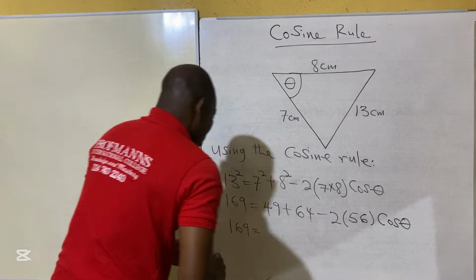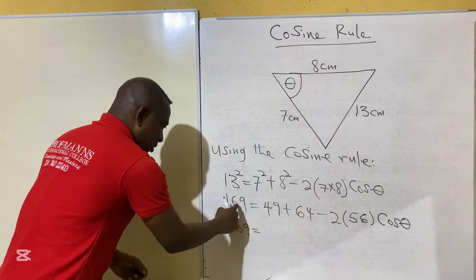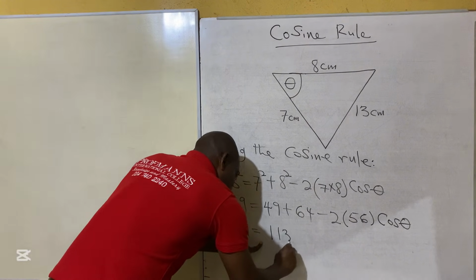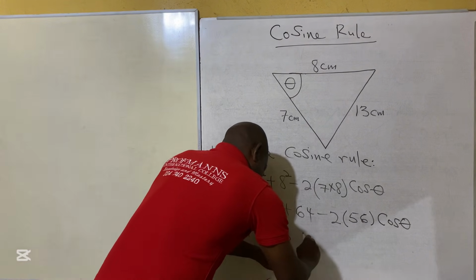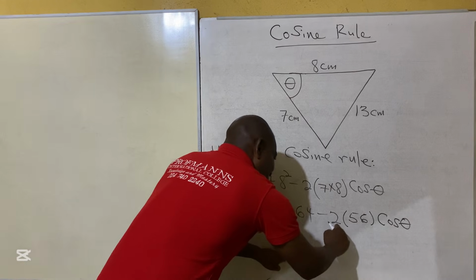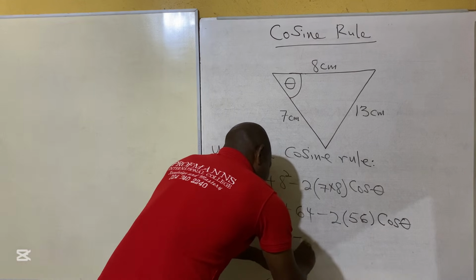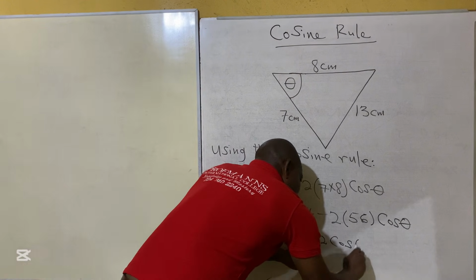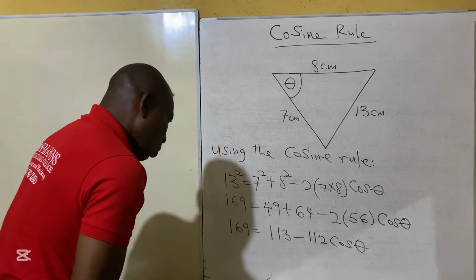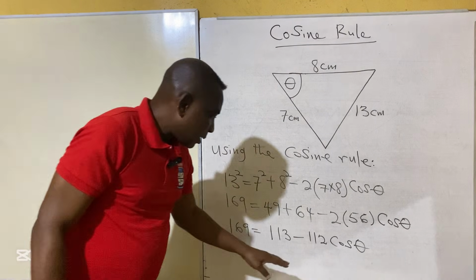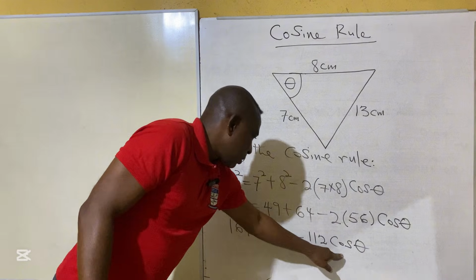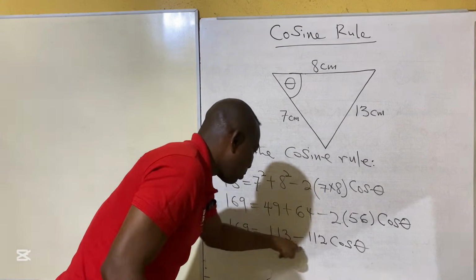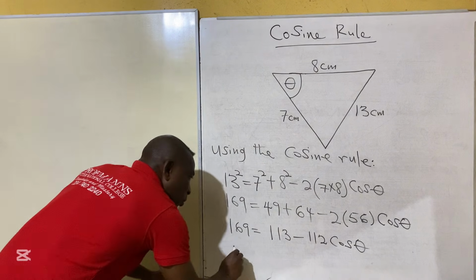So here we have 169 is equal to, when we sum this, it gives us 113. And then 113, when we multiply this by that, it gives us minus 112 cos theta. So here, let us bring this to the other side of the equal to sign. The whole of this is minus. When we bring it to this side, it becomes positive.